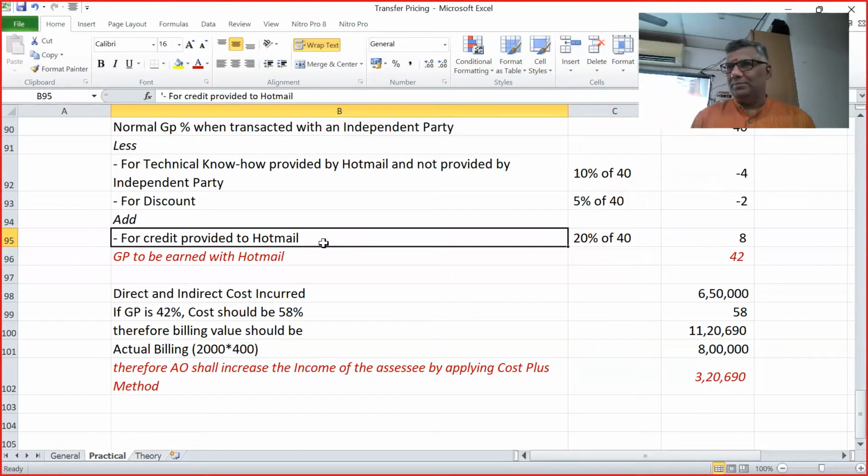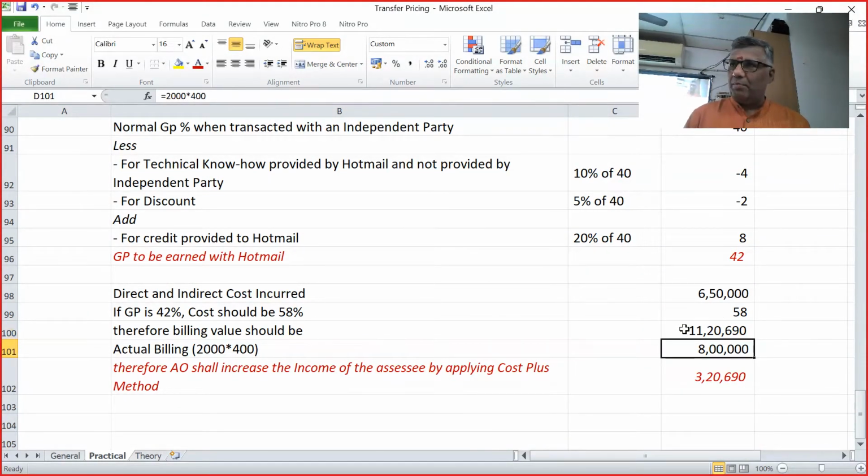Yeah, Pakka. Yes, Pakka. Your understanding is right. Suppose the billing value should be 7 lakhs, but I have billed for 8 lakhs, TP provisions will not apply because TP provisions cannot be assessed.